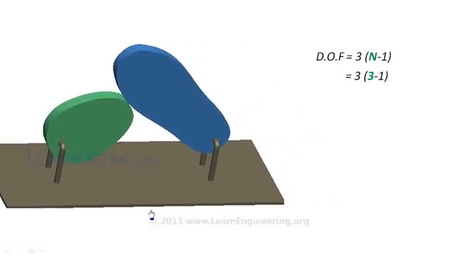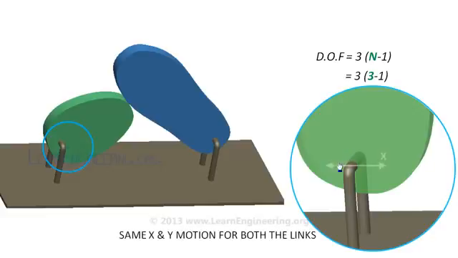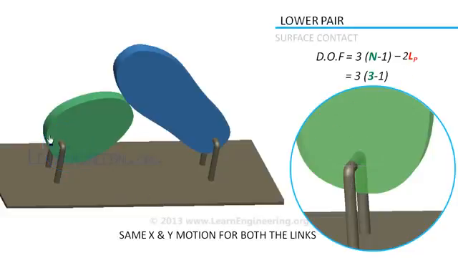If joint between 2 links is having surface contact, like this joint, then both the links will have same translatory motion, in x and y directions. So, for each such pair, there will be a deduction of 2 mobility from the total, where LP represents number of pairs with surface contacts. Such pairs are called lower pairs. In this case we have 2 lower pairs.